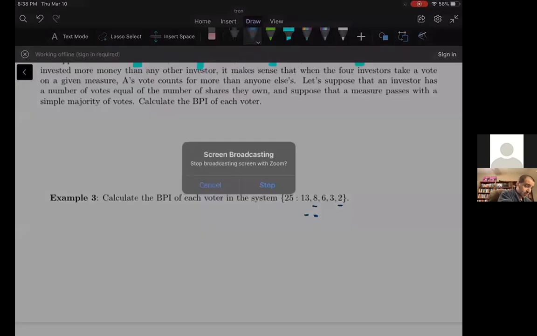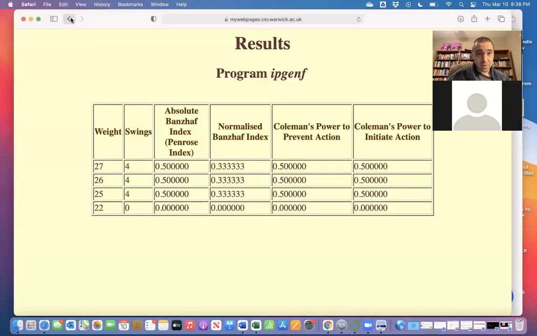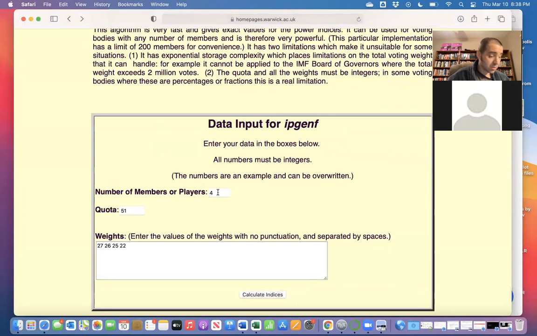Again, this is the last time I'm going to hop over like this, but I do want to show you the calculator again. Okay, so I'm going to go back. In this case, there are 5 voters and the quota was 25. Again, you just clear this out, so delete and then type 13, no comma, 8, 6, 3, 2. And by the way, this is what you do in your homework. If it asks for the Bonsoff power index, you do this.